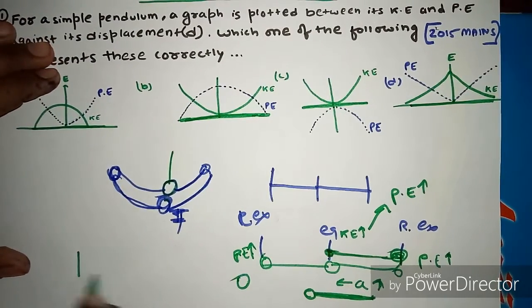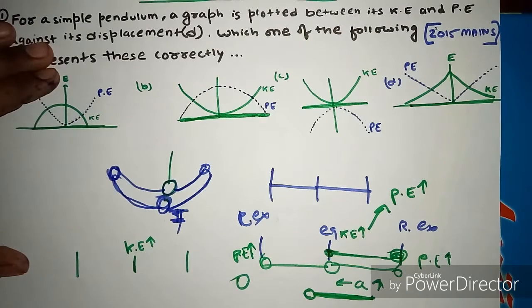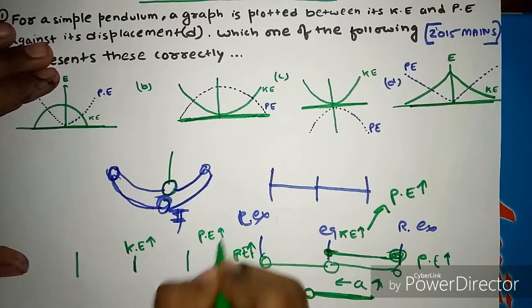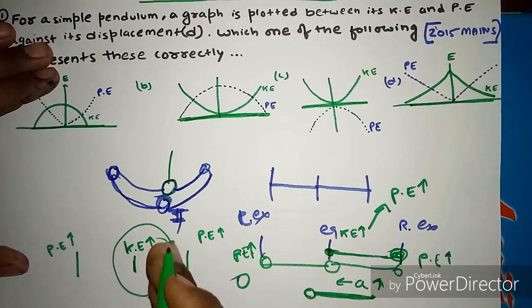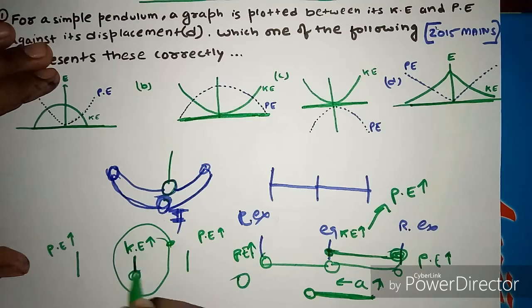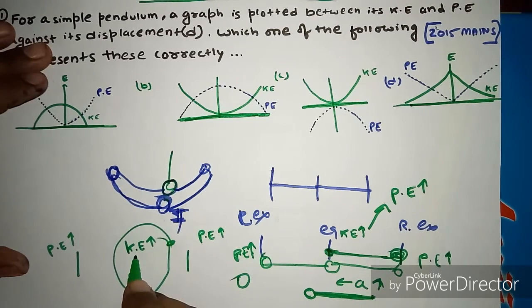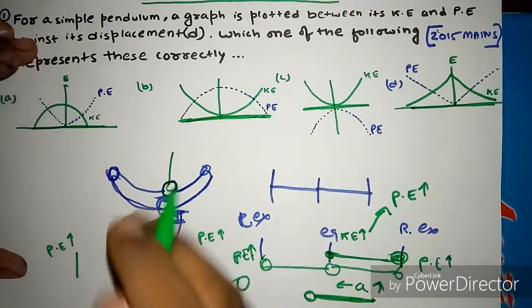That at the equilibrium position the kinetic energy is maximum, and at the extreme it has the maximum potential energy. If you take the reference as 0, then at the origin, that is from where the ball starts moving, it has maximum kinetic energy. So let us see which graph matches our concepts.